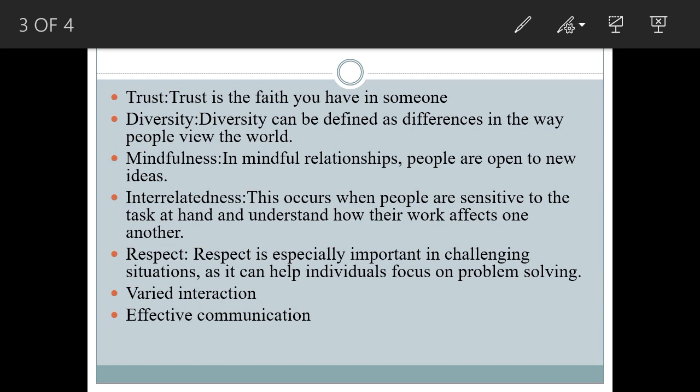Varied interaction means, whenever you are working with your superior, your colleagues, or your subordinates, your tone differs. Your tone with the superior, your tone with your colleague, and your tone with your subordinate, these three tones do have differences. What is the difference?